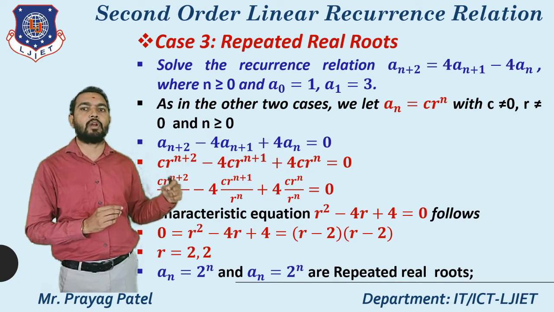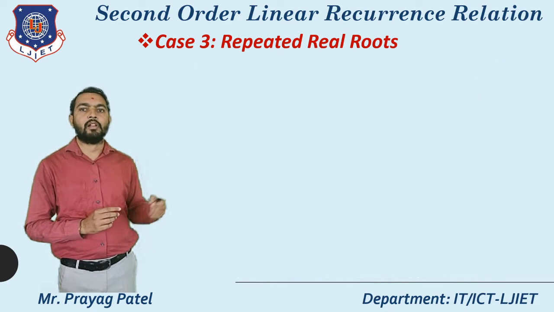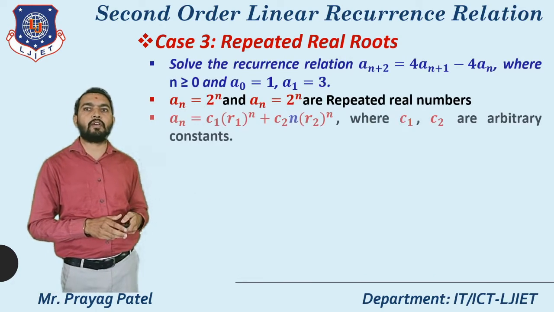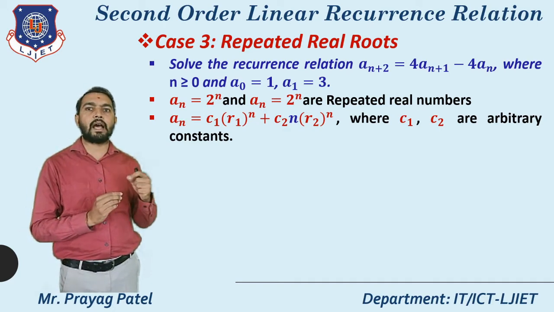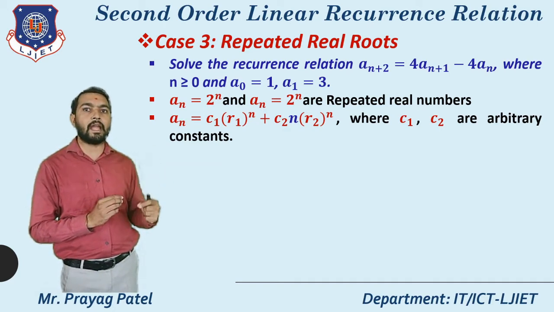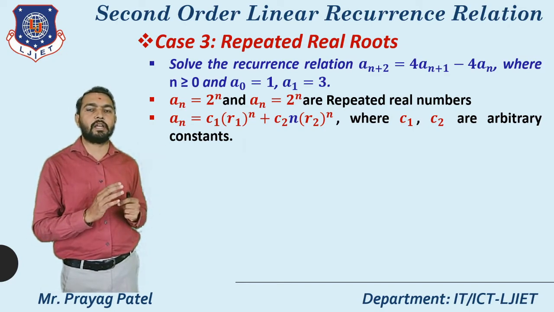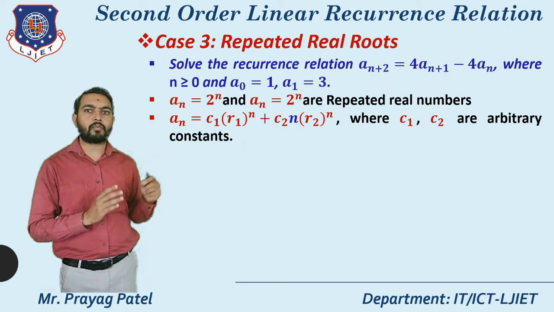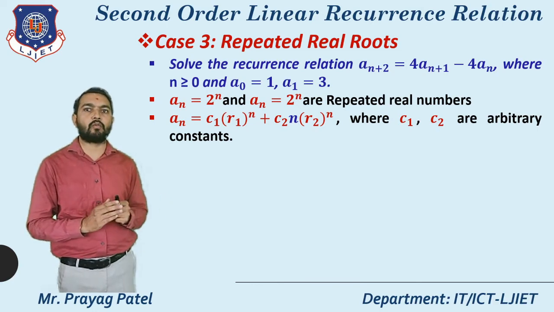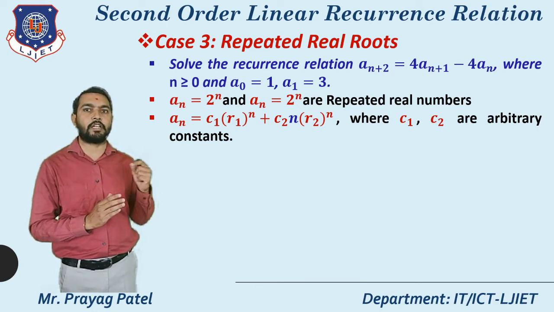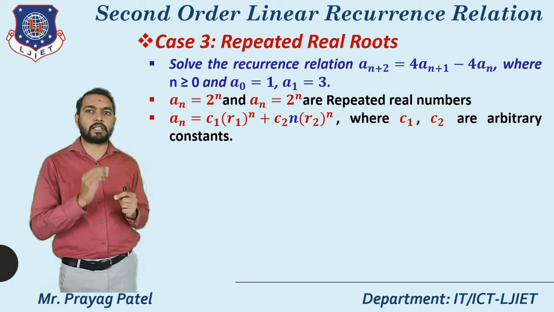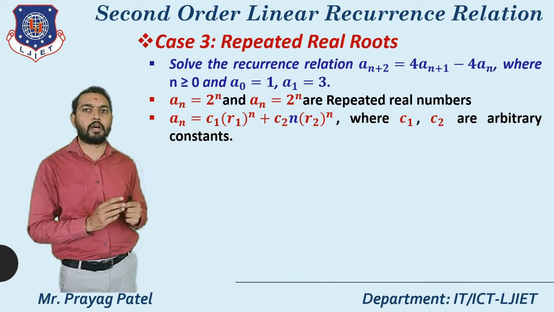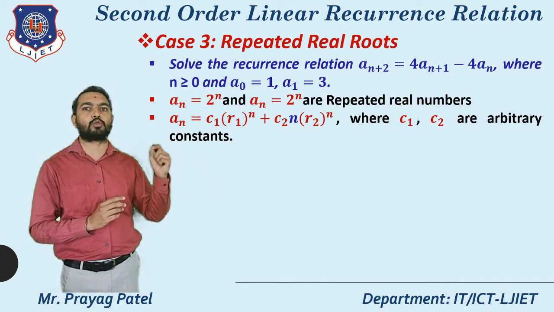That means A of n equal to 2 raised to n, and the second case is A of n equal to 2 raised to n. Now here find the next value of A of n. So the common equation is A of n equal to C1 R1 raised to n plus C2 n into R2 raised to n. Now what is the difference between case 1 and case 3? In case 1, our equation is A of n equal to C1 R1 raised to n plus C2 R2 raised to n. But in case number 3, we consider the equation as A of n equal to C1 R raised to n plus C2 into n into R2 raised to n.